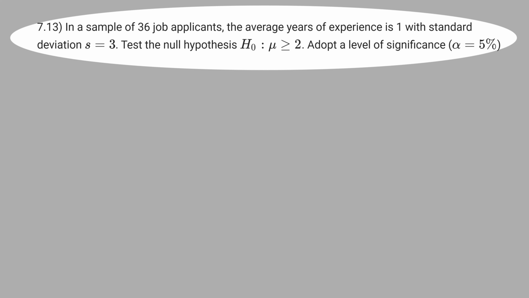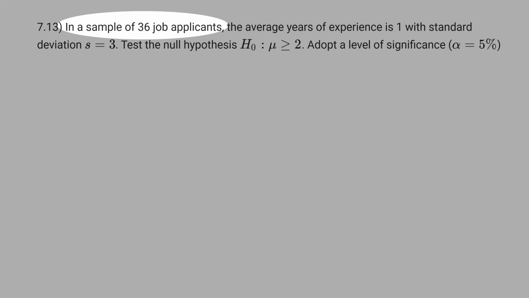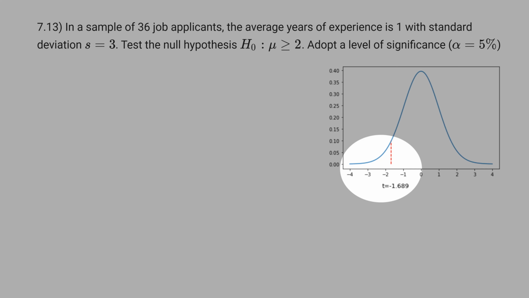N is the number of observations. Let's solve this exercise. In a sample of 36 job applicants, the average years of experience is 1, with standard deviation equal to 3. Test the null hypothesis that mu is bigger than 2. Adopt a level of significance alpha equal to 5%. First, let's calculate the t-value for this alpha of 5%. I need a t equal to minus 1.68 to get this area here of 5%.